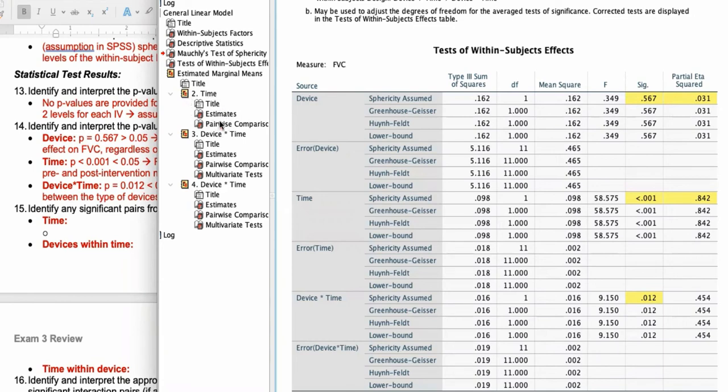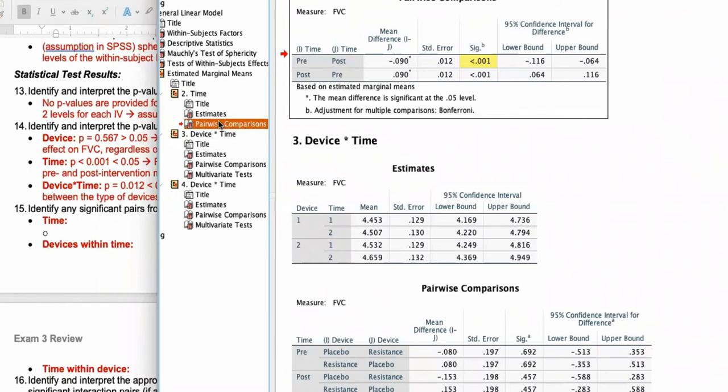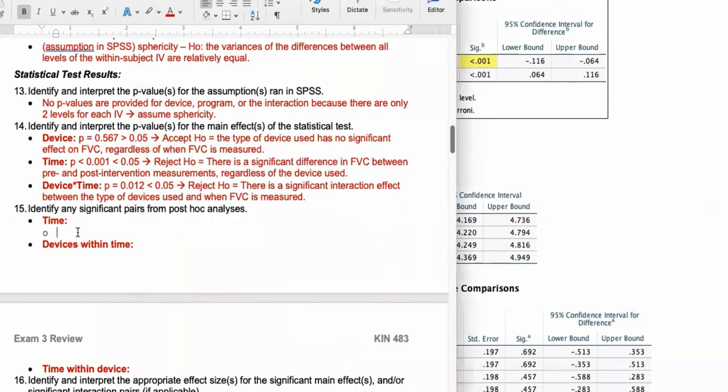But under time, if we look at our pairwise comparisons, this should be redundant with our main ANOVA table because we only had 2 levels of our independent variable, right? Pre and post. Basically, this pairwise comparisons test is going to do the exact same thing that our ANOVA did, because it's just saying what are the differences between these 2 means when we don't account for the device that was used. So our significant pair will be that pre and post intervention FVC are significantly different from each other.